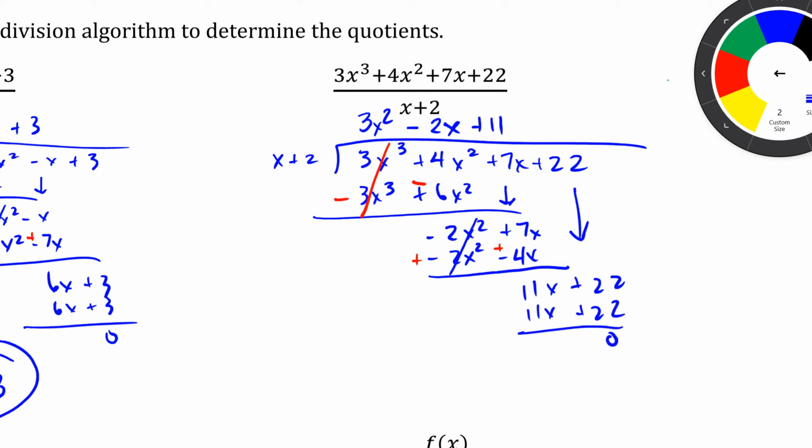Remember, for these first few lessons, there are no remainders. We'll deal with that later on throughout the unit. So if you're not getting 0 at the end here where these two things match, there's a problem. So we have 3x squared minus 2x plus 11.